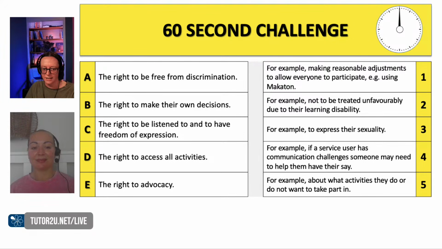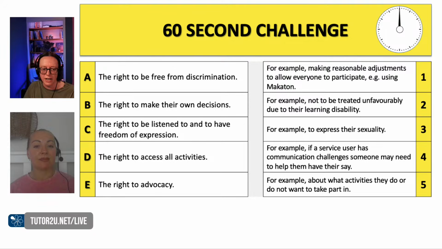Okay, I think I've got all the correct answers favourited. So let's see, Laura. This is quite challenging for me. Okay, so first of all, Melissa Carlin says A2. So the right to be free from discrimination links to, for example, not to be treated unfavourably due to their learning disability. Excellent, well done, Melissa, and everyone else that said that.